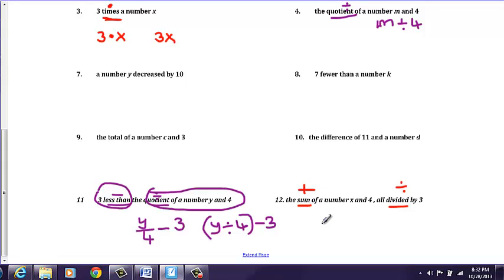The sum of a number x and 4. So you have your x and then you're adding 4 to it. And you remember you're dividing all this by 3. So all this divided by 3. Or again, like we talked before, we could do it as x plus 4, and we are going to divide it by 3. Either way is okay with me. Okay? Alright, let's move on to the next one.